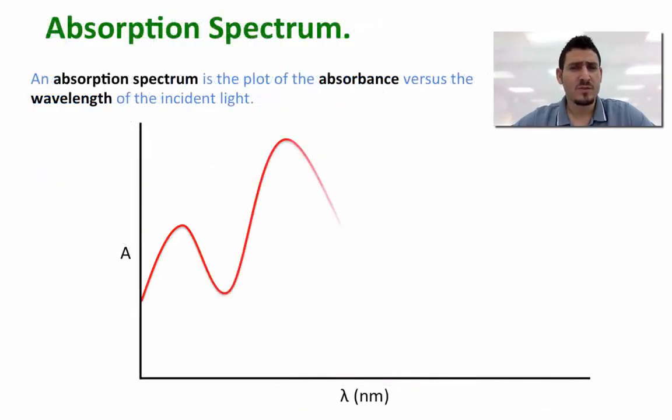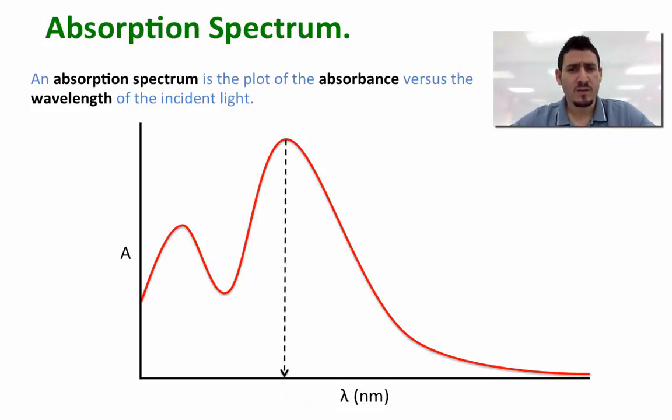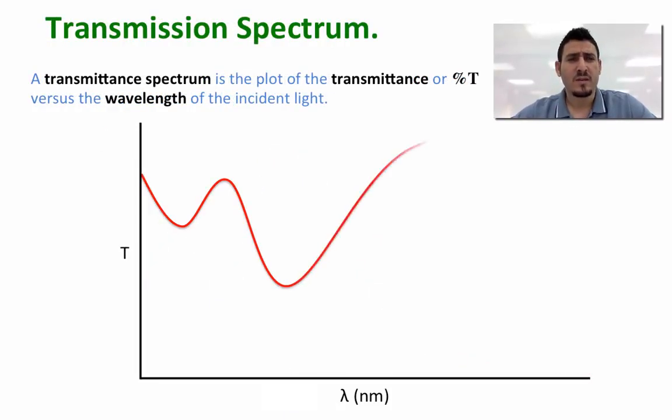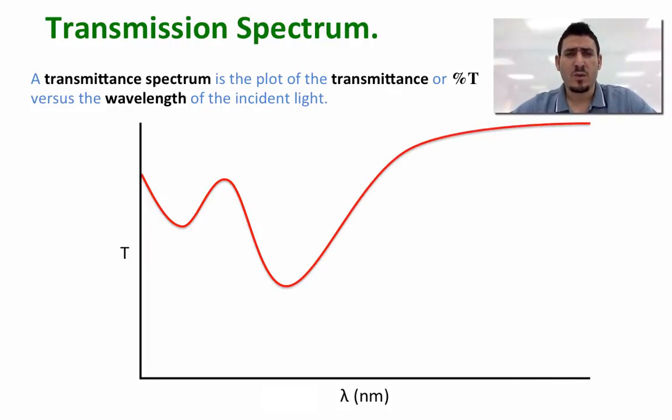Now another interesting term to define is the absorption spectrum, which is the plot of the absorbance versus the wavelength of the light intensity. What we can take from the absorption spectrum is the maximum wavelength where the chemical species absorbs the maximum light. This means that for the lambda max corresponds the A max, which is the maximum absorbance. In a similar way, we can define the transmittance spectrum, which is the plot of the transmittance or %T versus the wavelength of the incident light.